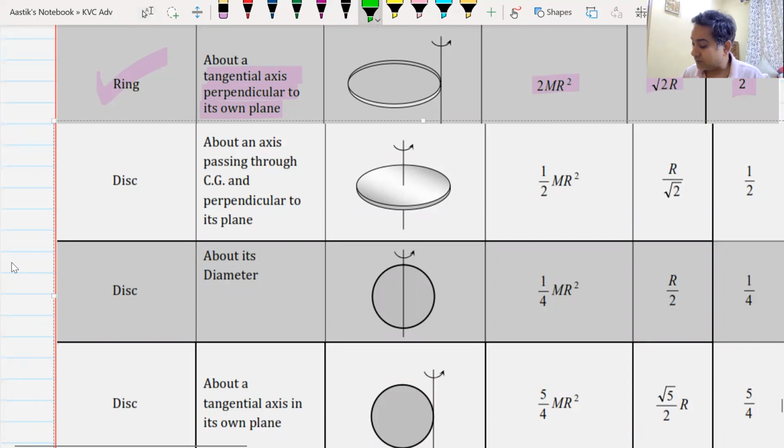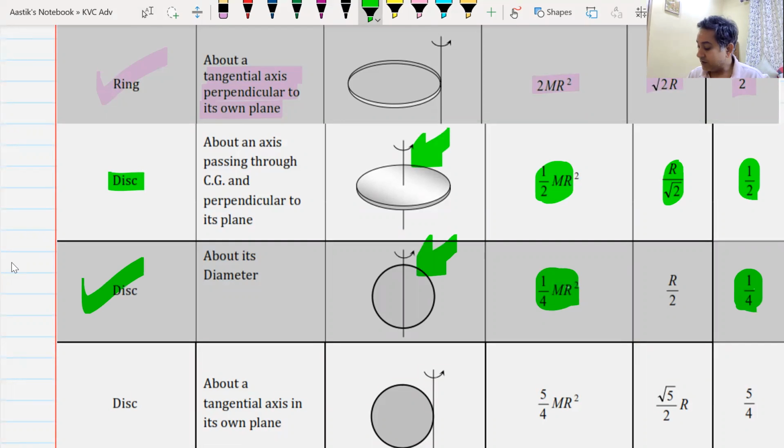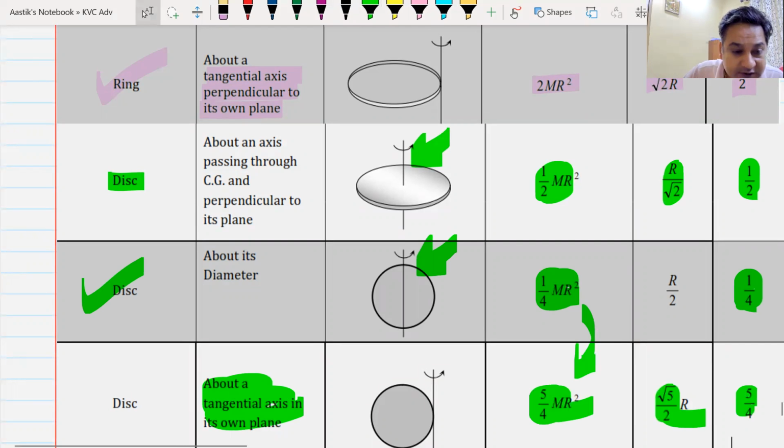Disc. We have the first one about the center of mass. It is half mr square, r by root 2, 1 by 2. About its diameter, it becomes half of that. This becomes 1 by 4. About a tangent in its own plane, it becomes this plus mr square. Do we understand this? Yes, sir. Therefore, we have these things.